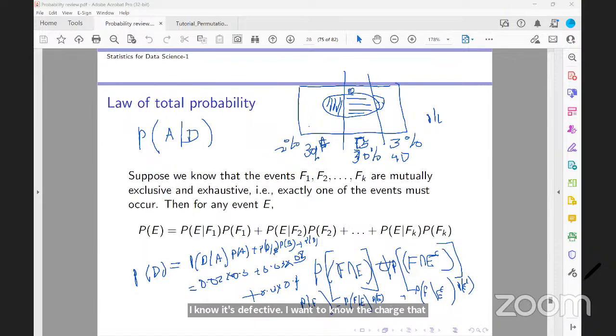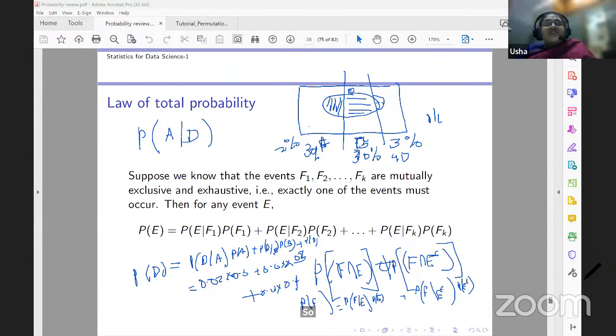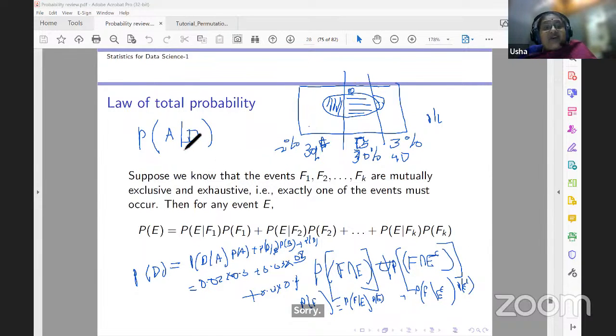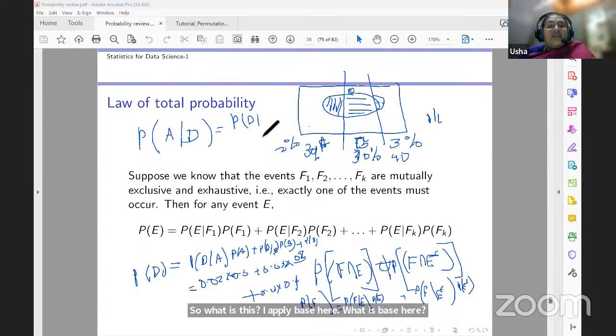Without this information, when I just picked up a part, what was the chance it came from A? It was 30%. Now I have additional information. What is the additional information I have about this part? The part is defective. Now I want to know that given it is defective, what is the chance it came from A? So I apply Bayes theorem. What is Bayes theorem? This is the probability of D given A into the probability of A, divided by the probability of D. This is from conditional probability.